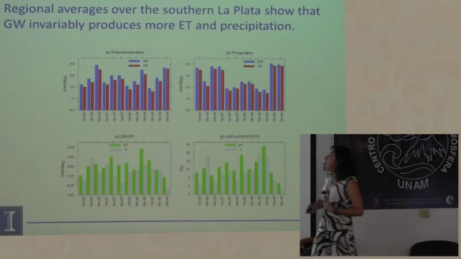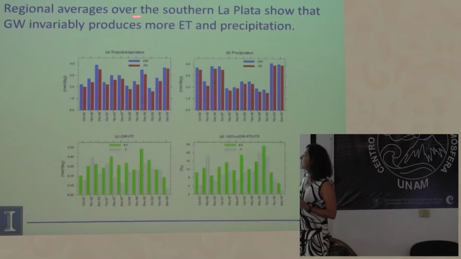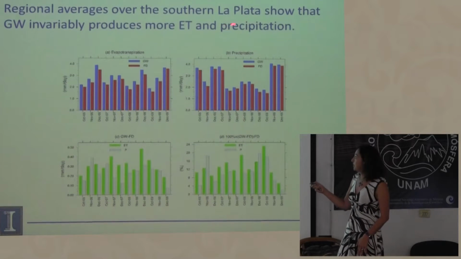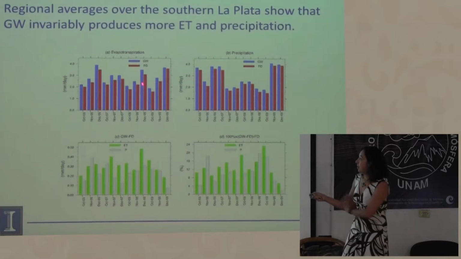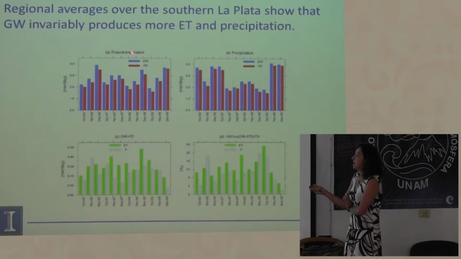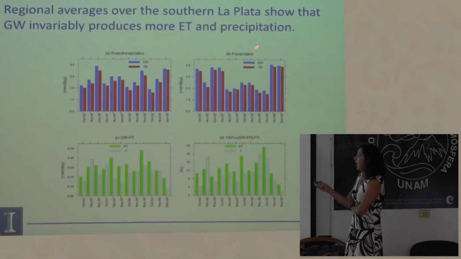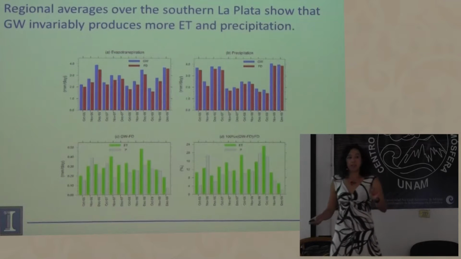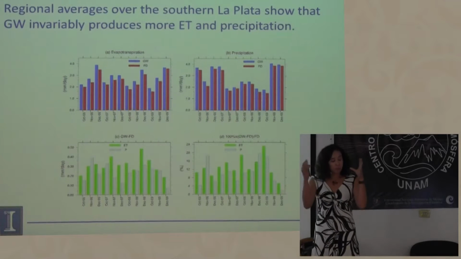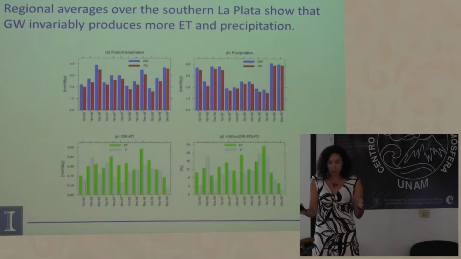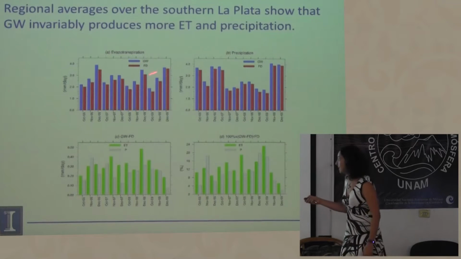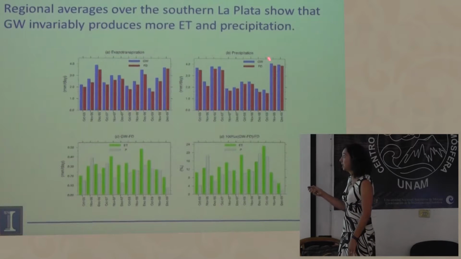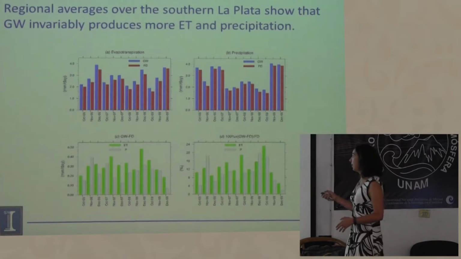Okay, so basically what I'm doing here is regional averages over the southern La Plata. I'm showing evapotranspiration for the free drainage and for the groundwater, and precipitation for the free drainage and the groundwater. So the first thing is, it's always more. When you put the groundwater into the model, you get a generalized increase in both evapotranspiration and precipitation over the southern La Plata, okay?